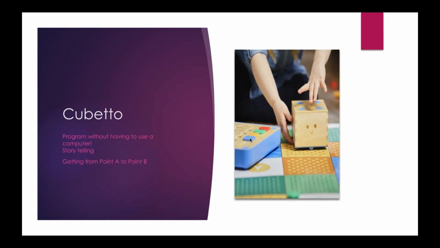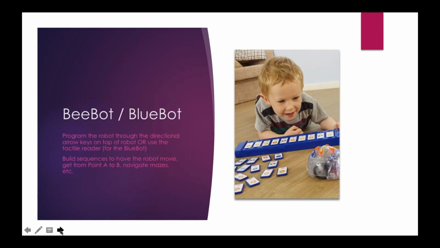And you're simply putting tiles together that have different functions and making the robot character move from point A to point B. Very similar robot is the Blue-Bot and the Bee-Bot, which the Blue-Bot is the character on the right down there. The Bee-Bot is just it in a yellow case without Bluetooth.